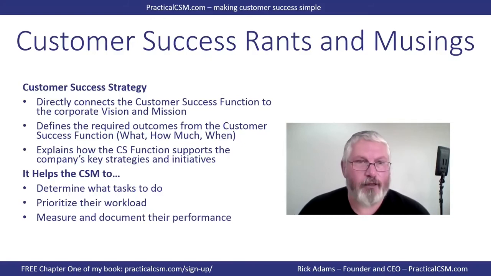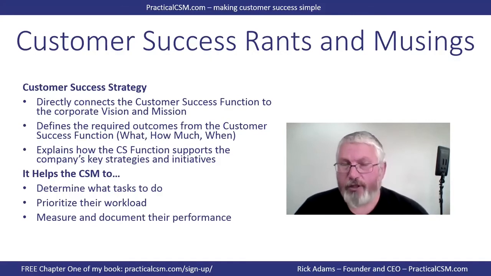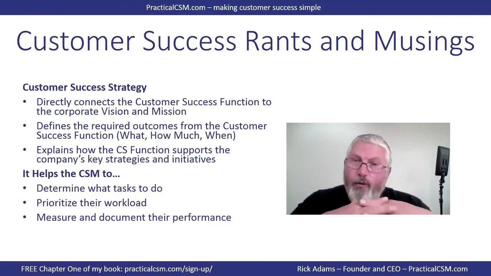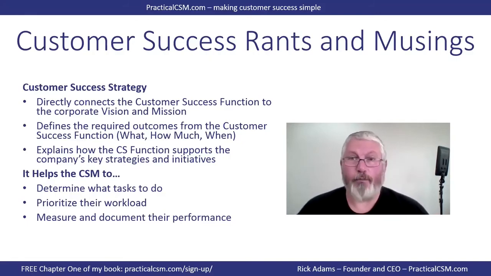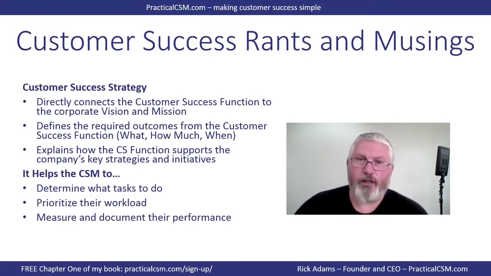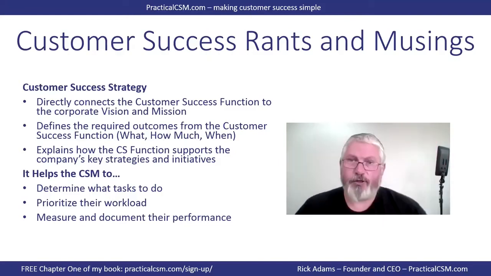And then finally, it explains how the customer success function fits within the strategies of the business and within the initiatives, the things that are happening. So how does it work and how does it interconnect with what is happening elsewhere within the organization? For example, within sales, within marketing, within product, within engineering, within business consultancy practices. So it explains how we interlock with the other strategies and initiatives that are going on. So that's our customer success strategy.